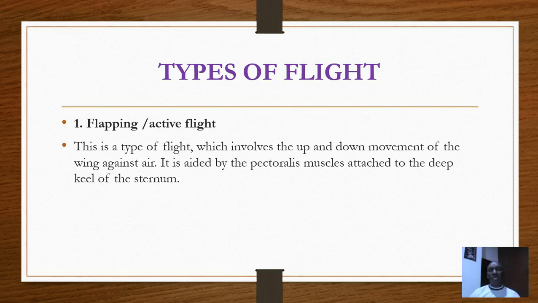This now brings us to the types of flight in birds. Those birds that fly have three forms of flight. One, we have what we are calling flapping or active flight. Two, we have gliding. And three, we have soaring. Flapping, gliding, soaring. We now begin by looking at flapping, also called active flight.